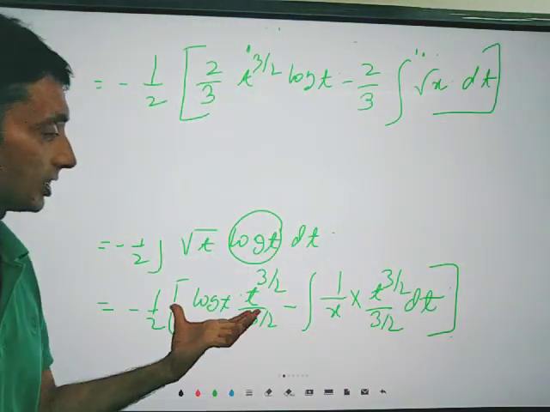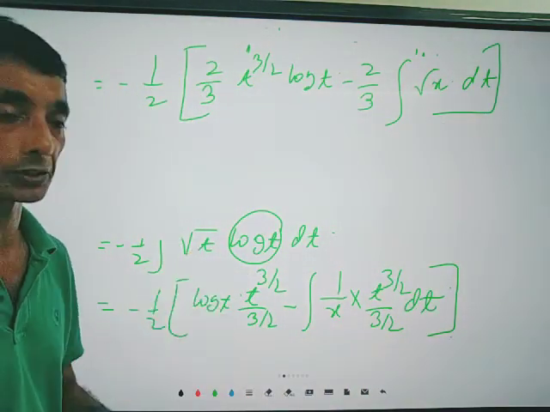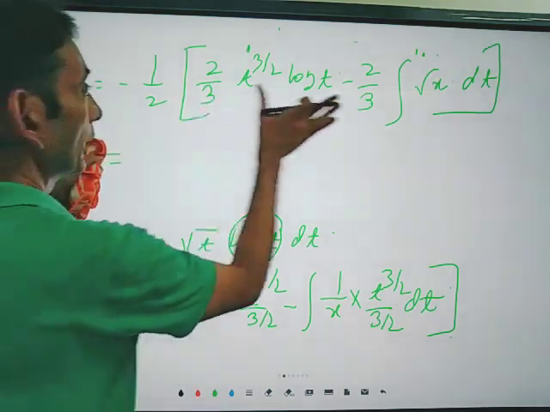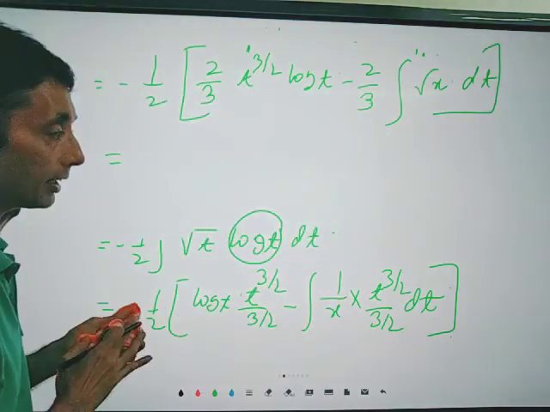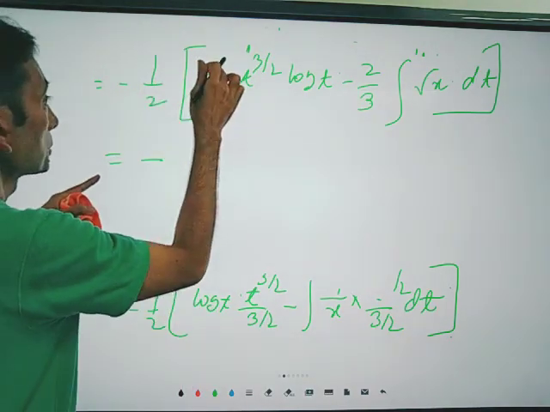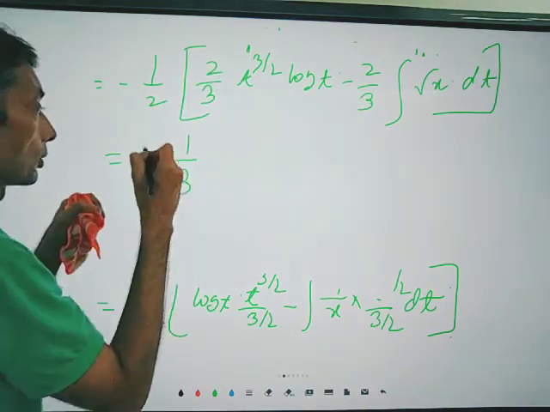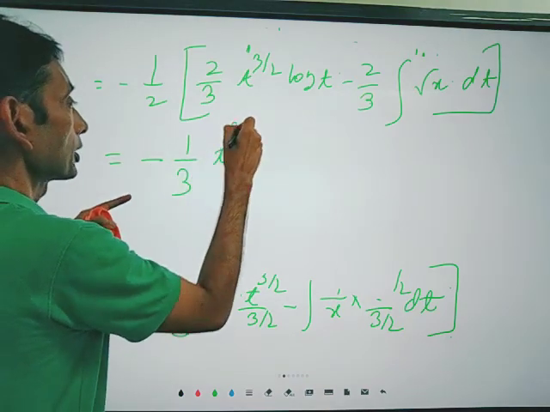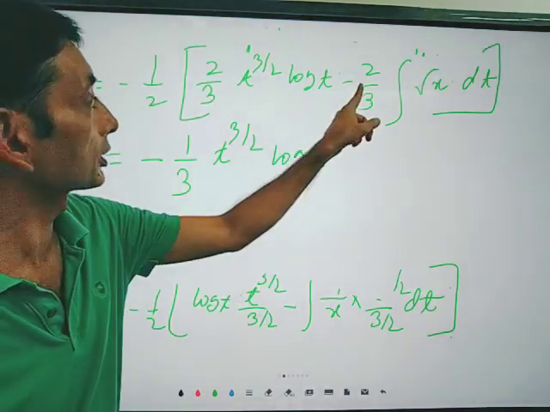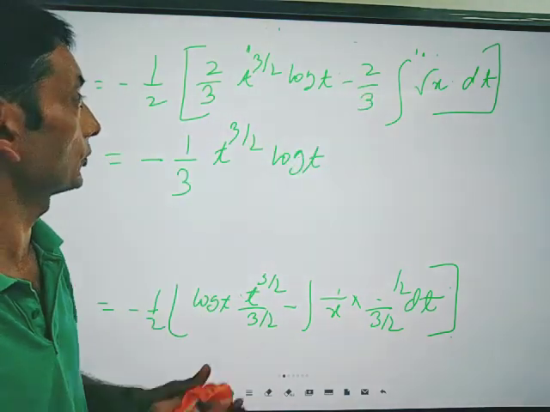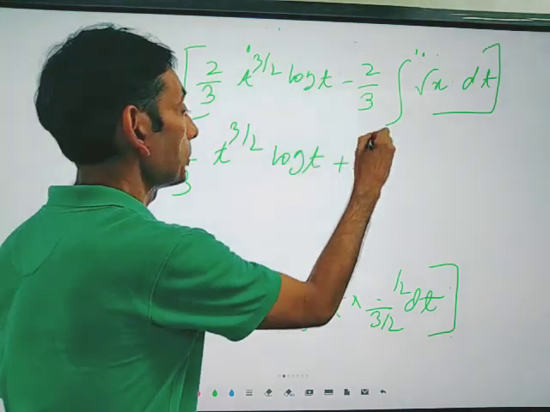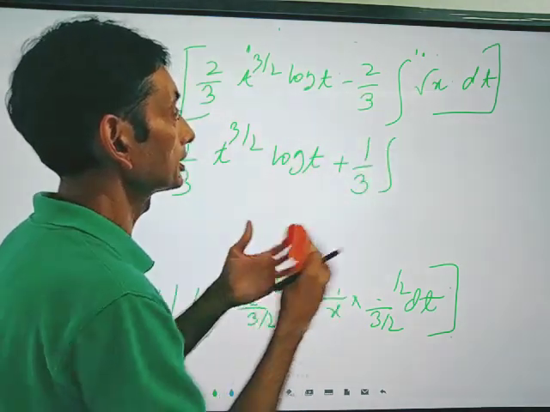So we have seen that integration by parts, for this function root t and log t, is very simple. We just individually multiply by minus half. So if you multiply by minus half, those 2 will cancel out, and we'll get minus 1 by 3 t to the power 3 by 2 log t. Done. Next we're just going to multiply this term by minus half, so minus minus becomes plus, and 2 will get cancelled out. We'll just get plus 1 by 3. Okay, we'll just integrate this.